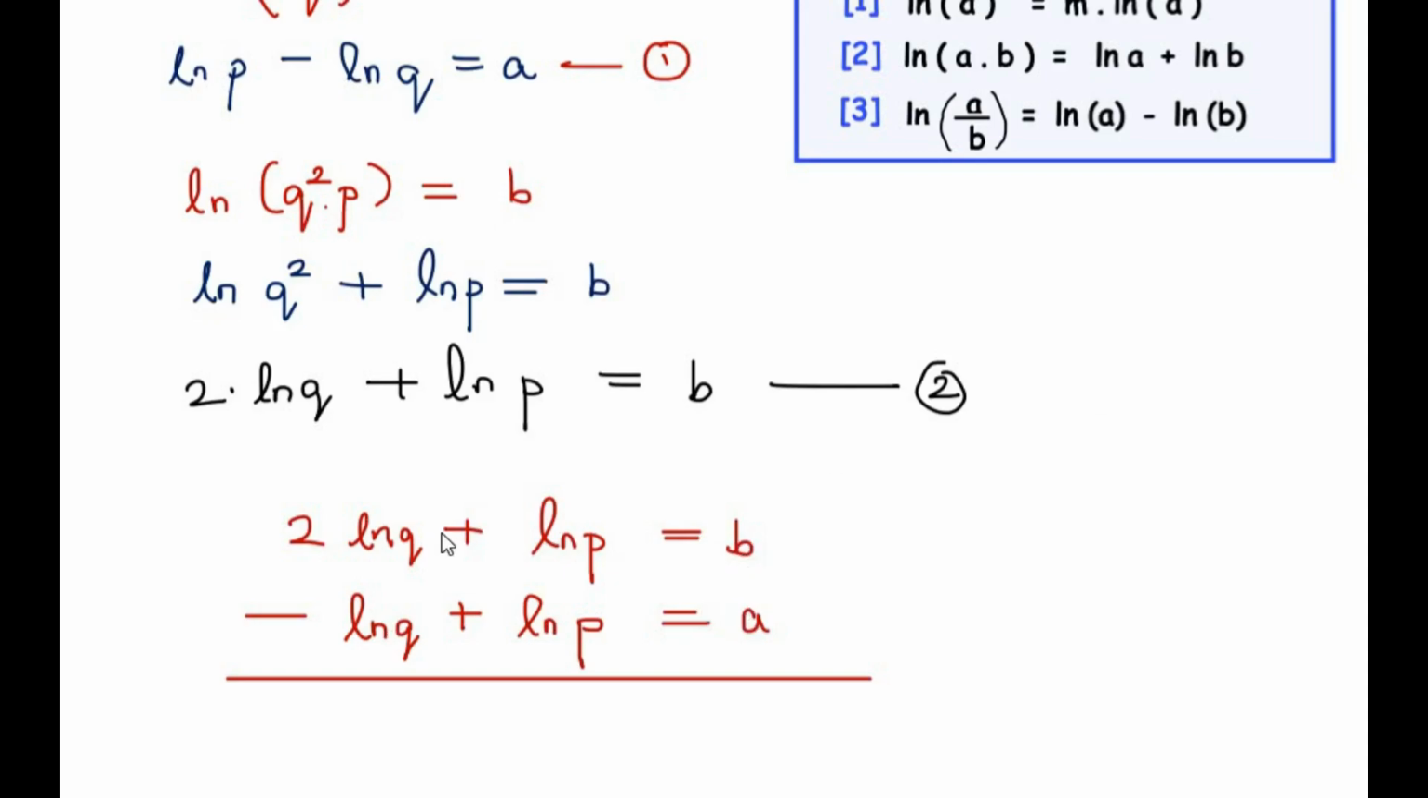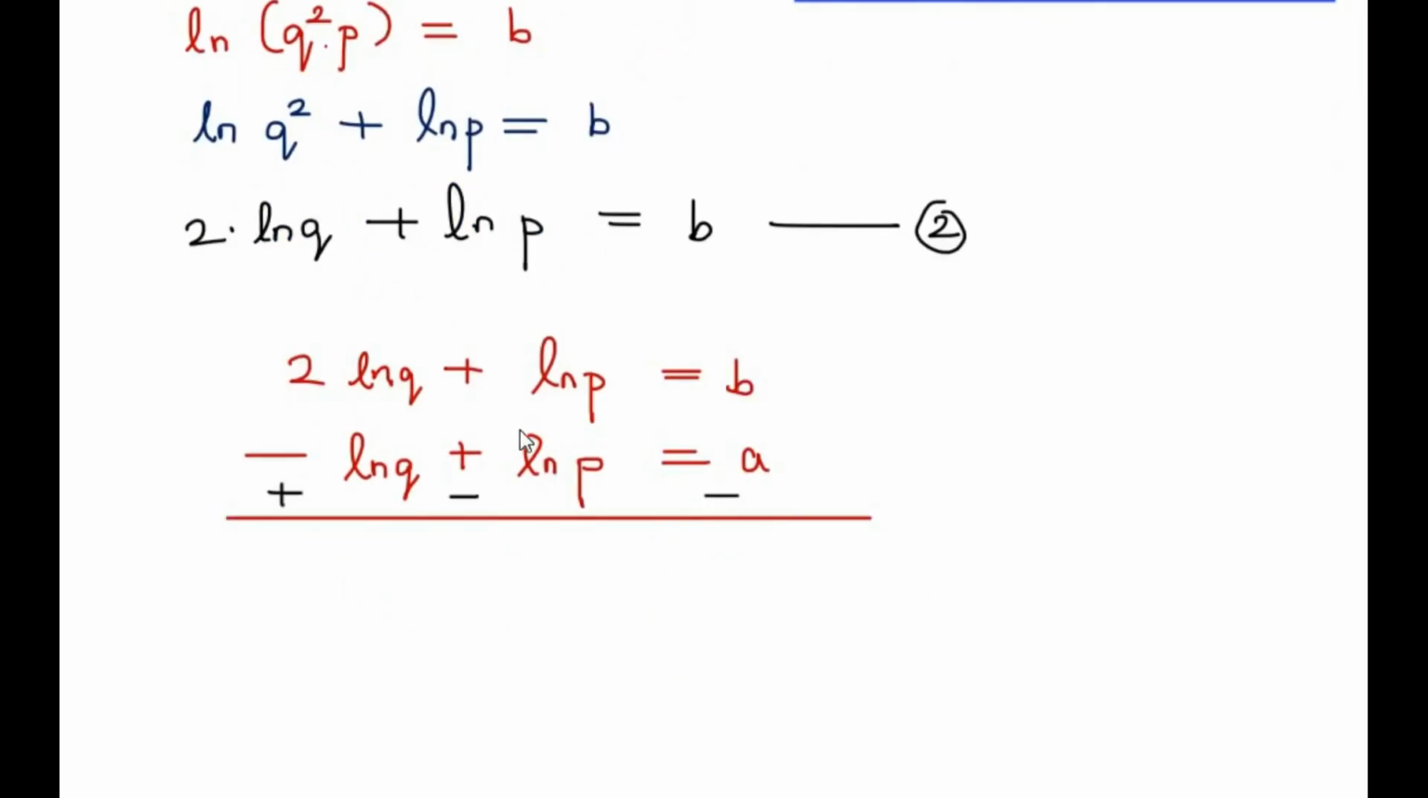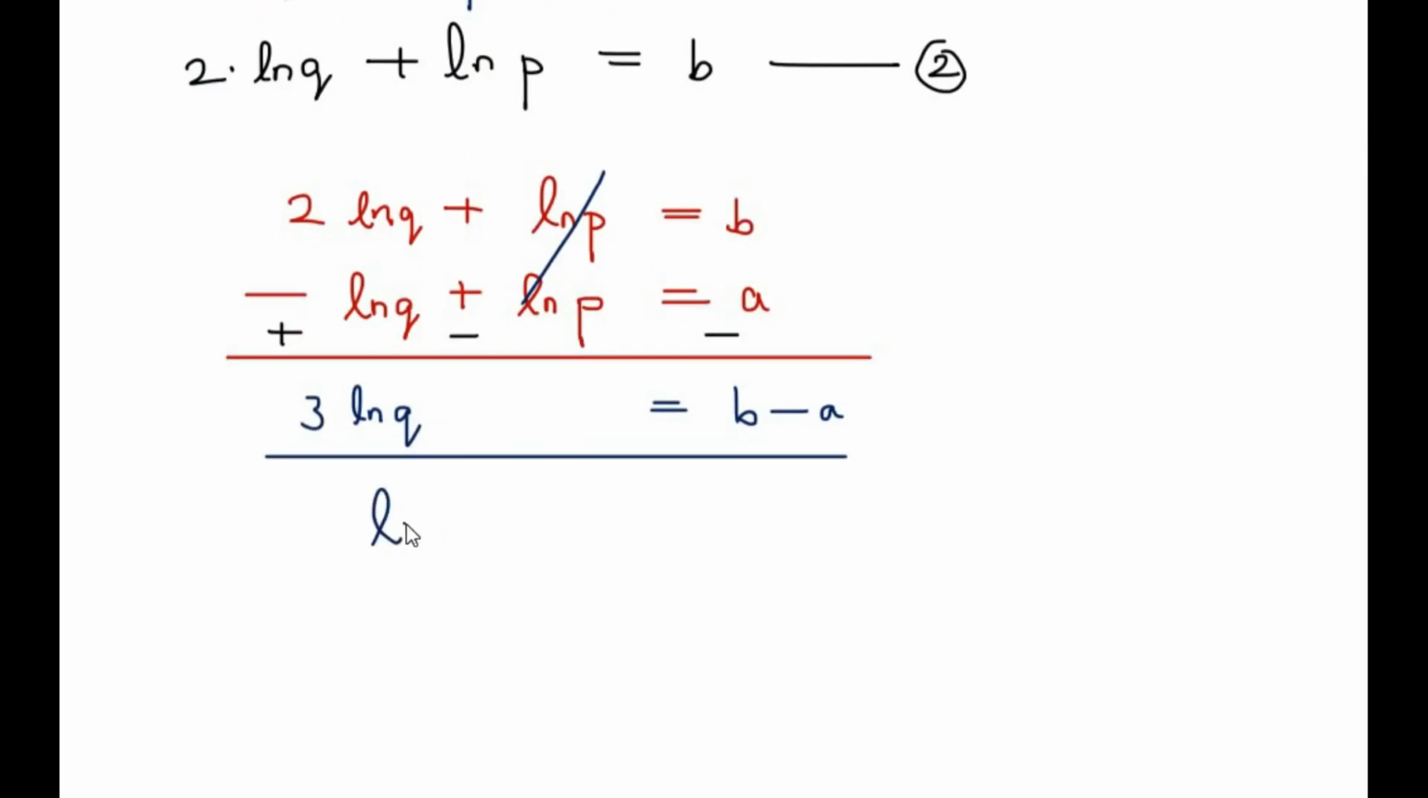Now once we have done this, let us change the sign of the second equation. The first term, since it is negative, let us change it to positive. Now positive becomes negative. Now this is positive a, so let us write it as negative a. Once we have done this, plus ln p and minus ln p will add up together and cancel out each other. And 2 ln q plus 1 ln q gives you 3 ln q. And here we are going to write b minus a. So this is the equation we get, 3 ln q is equal to b minus a, or we are going to write ln q as b minus a divided by 3.